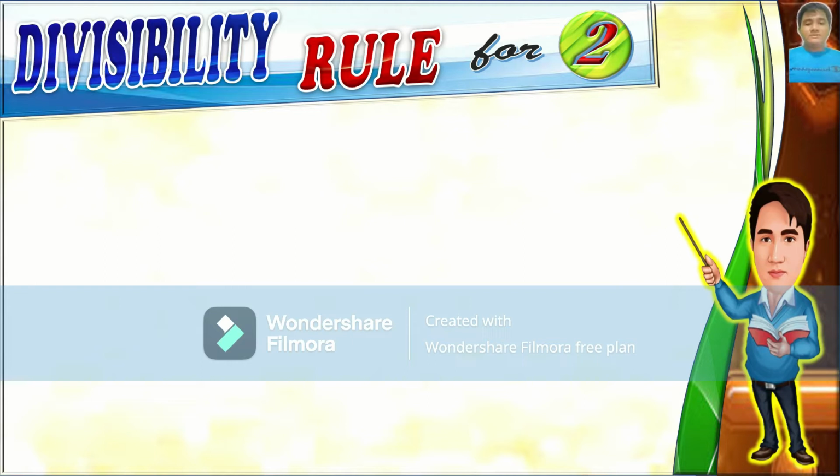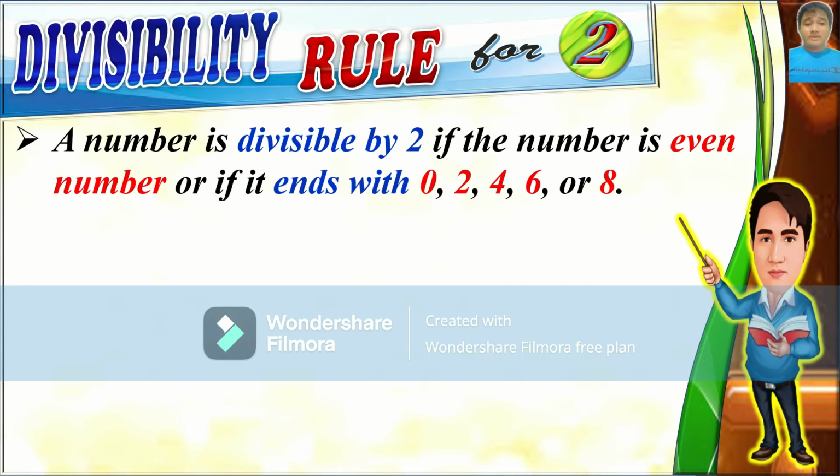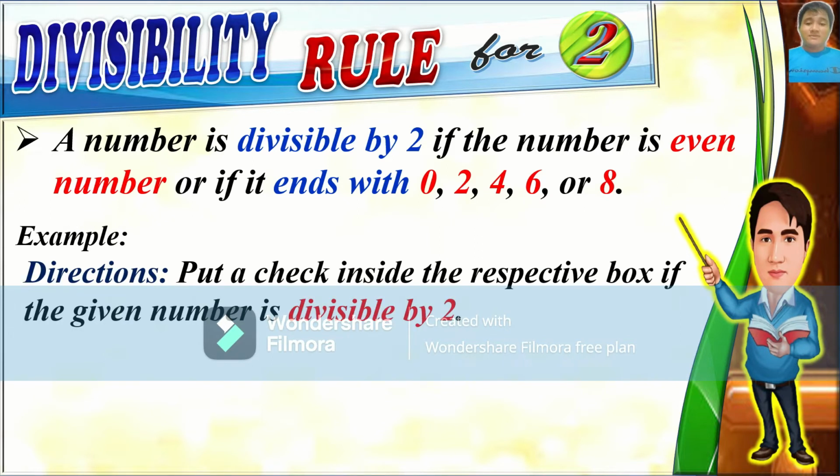Okay, for the divisibility rule for 2, it is stated that a number is divisible by 2 if the number is an even number. What do you mean by even number? Okay, very good. Even numbers are numbers that end with 0, 2, 4, 6, or 8. Meaning to say, we will just focus on the last digit of the number to identify if the given number is divisible by 2.